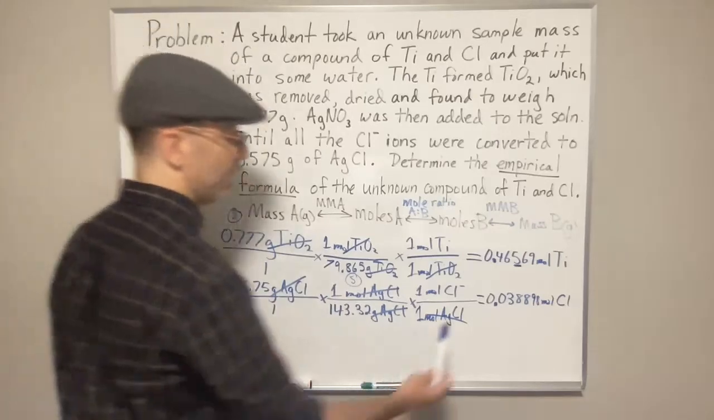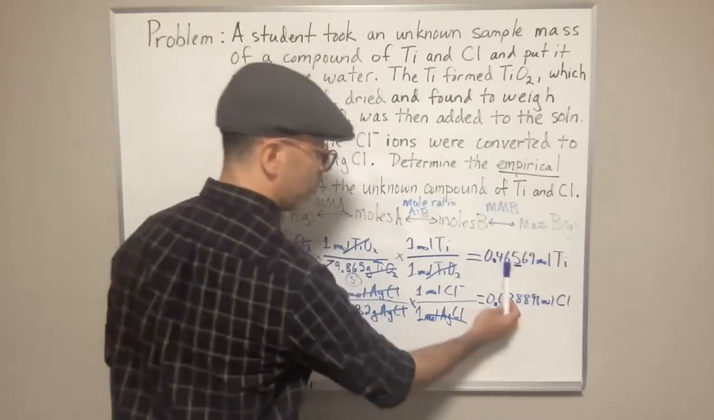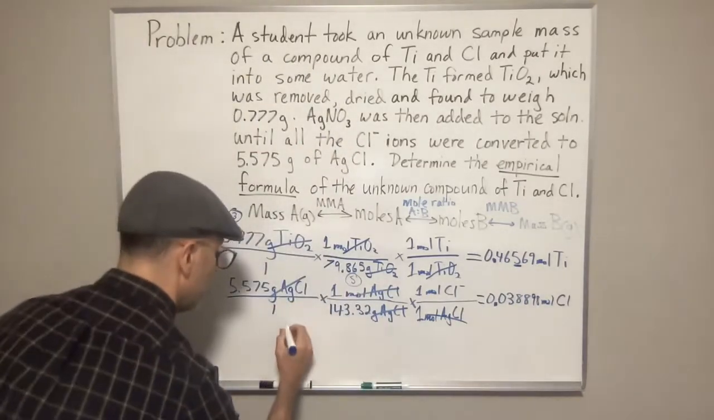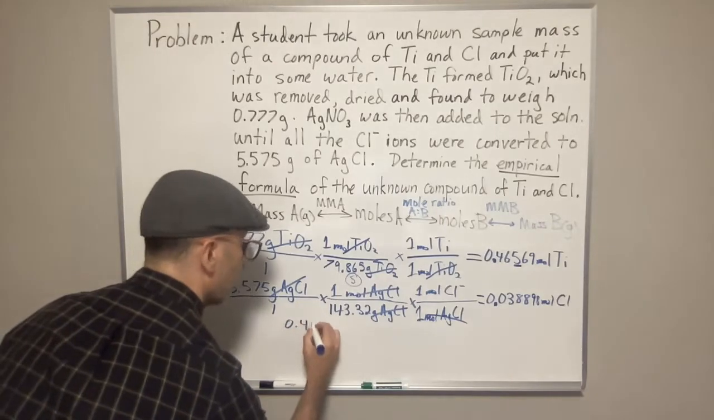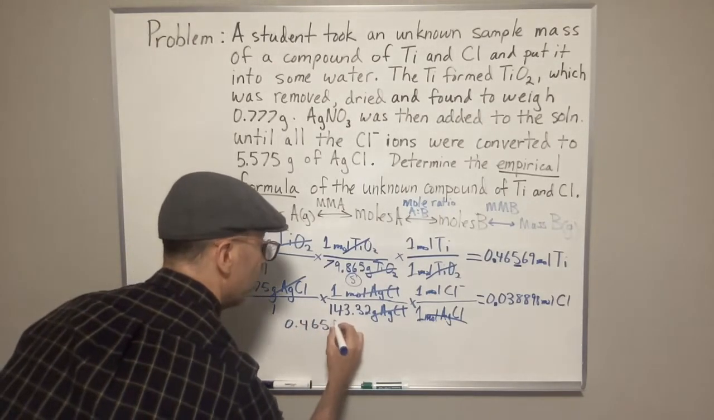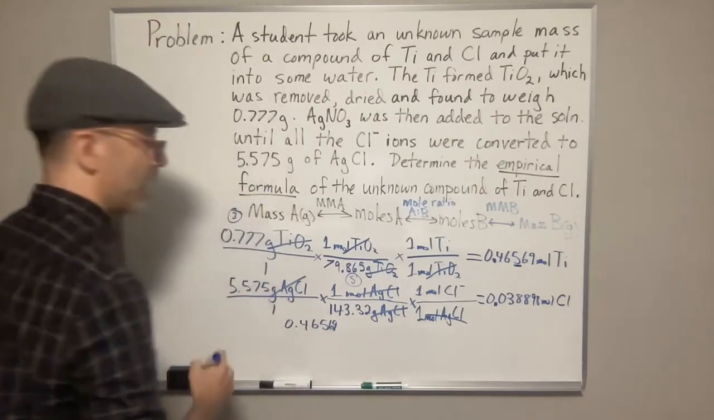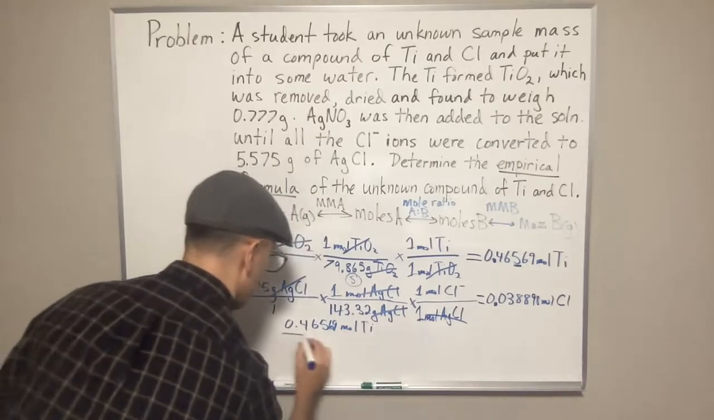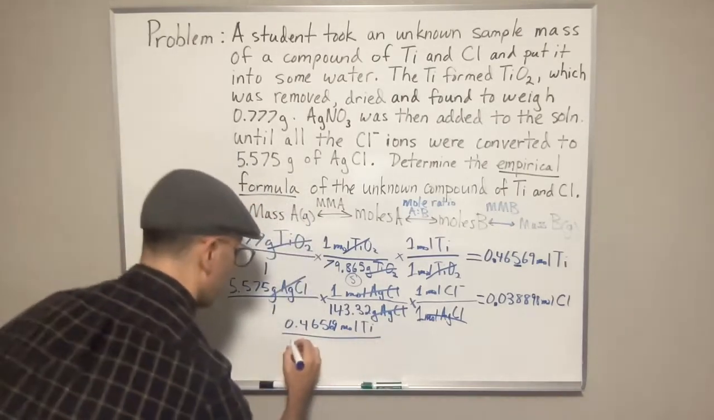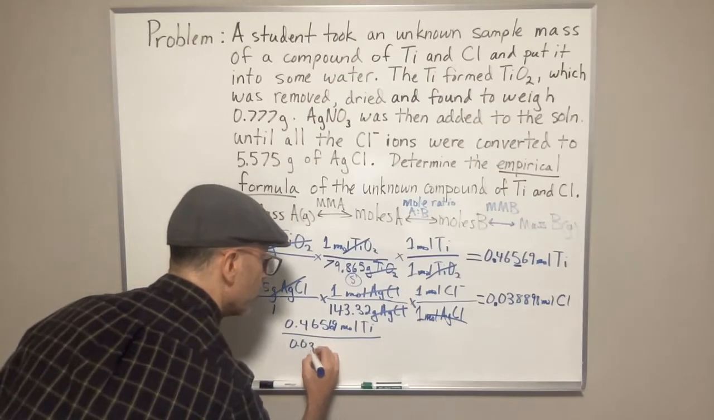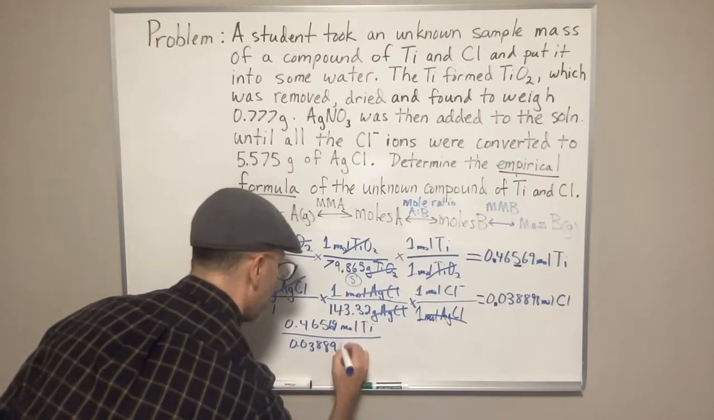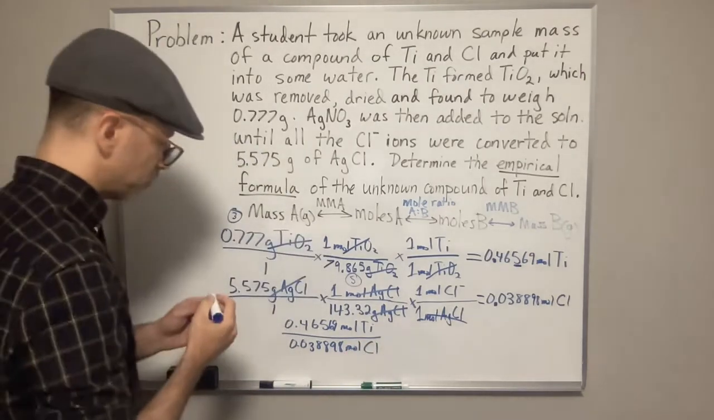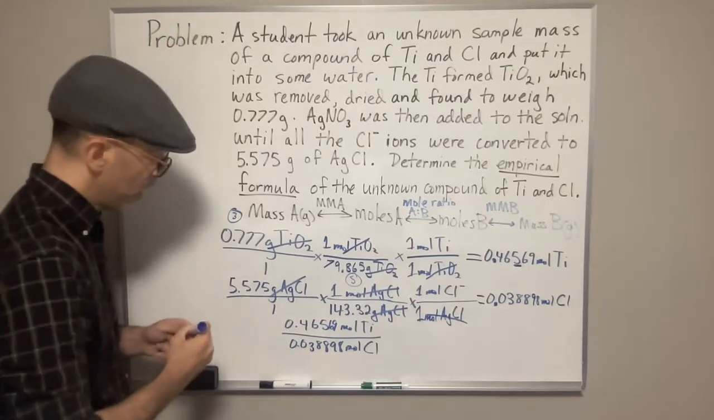So all we need to do is take this number. This is obviously smaller than this. So we're going to divide this number into this. So we're going to put 0.465 moles of titanium, and we're going to put that over 0.0388898 moles of chlorine now, or chloride ion.